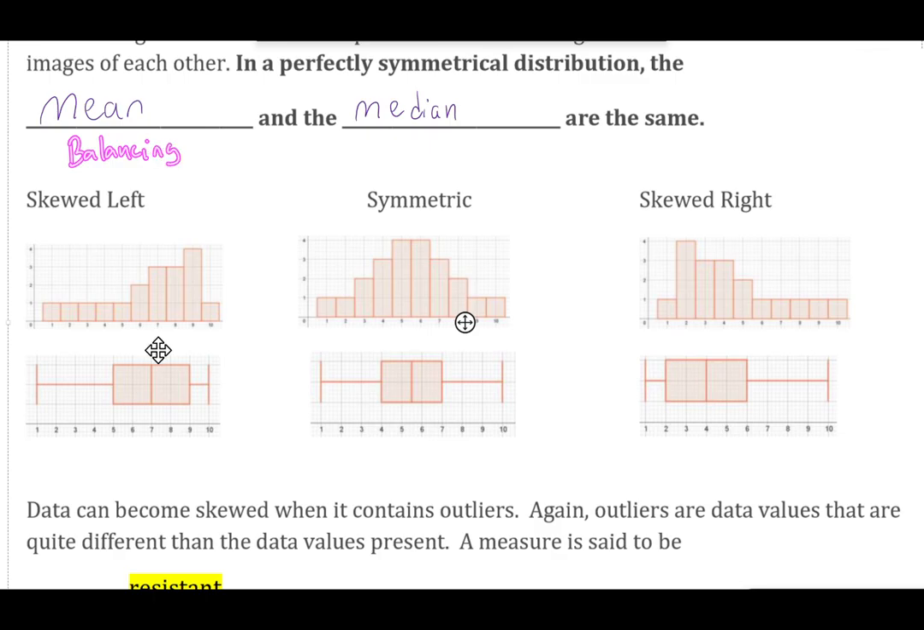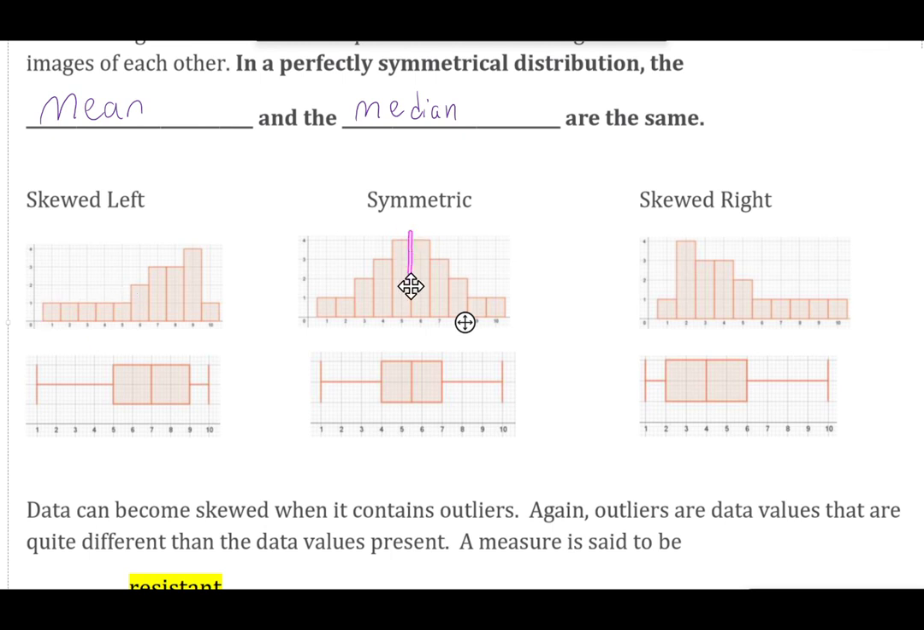So if we were to try and find the balancing point of this distribution, it might be somewhere where I just drew it. And the low frequency values over here on the left might be stretching this balancing point further to the left. That's why we call it a skewed left distribution. Also notice here that the lower 25% of the graph, or of the box and whisker plot, are way farther to the left. Again, this graph is skewed left because it's being stretched to the left by these low frequency values.